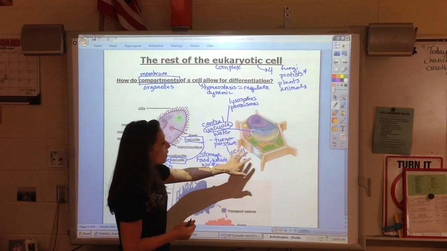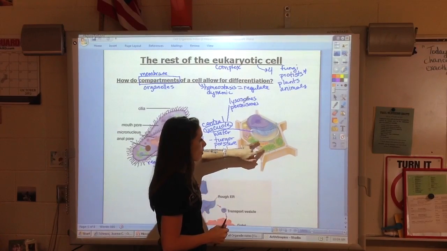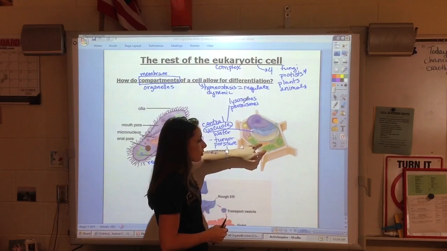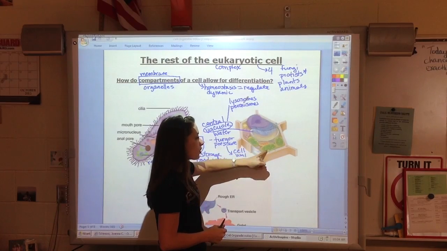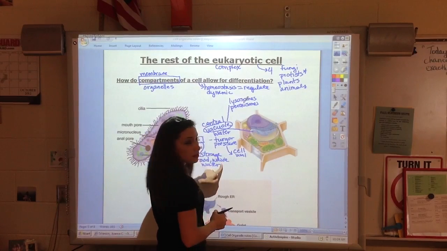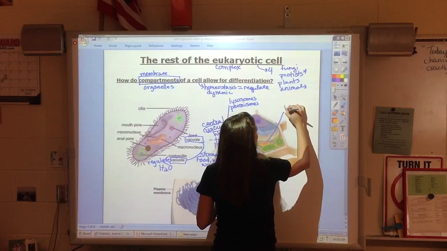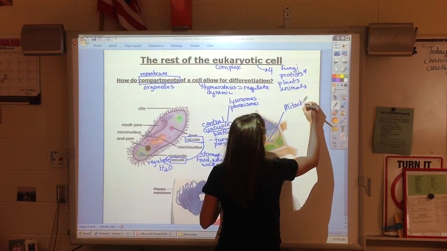The other thing that we want to look at, and we will be talking about this much more later in the year, are these two double membrane-bound organelles, the chloroplast and the mitochondria. So all eukaryotic cells have vacuoles. All eukaryotic cells have mitochondria.